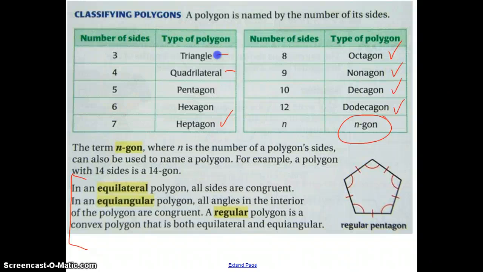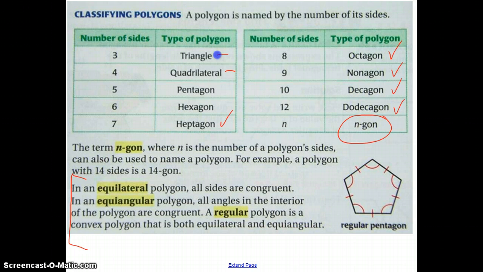Okay, so if you have an equilateral polygon, all the sides are exactly the same length. Equiangular is just that, equal angles. Okay, if a polygon has all the same angles, it's equiangular, like a rectangle. A rectangle has 4 90-degree angles, so it's equiangular. But a rectangle has different side lengths. You know, the opposite sides are the same, but not all of the sides are congruent to each other. So a rectangle would be equiangular, but it's not equilateral.